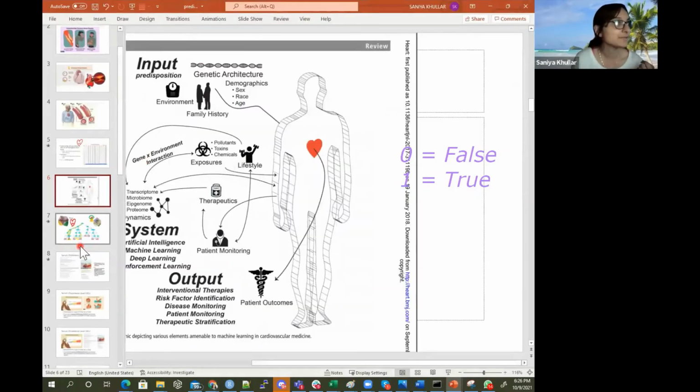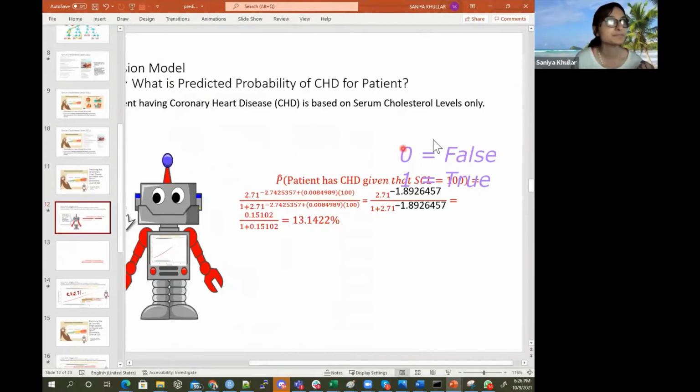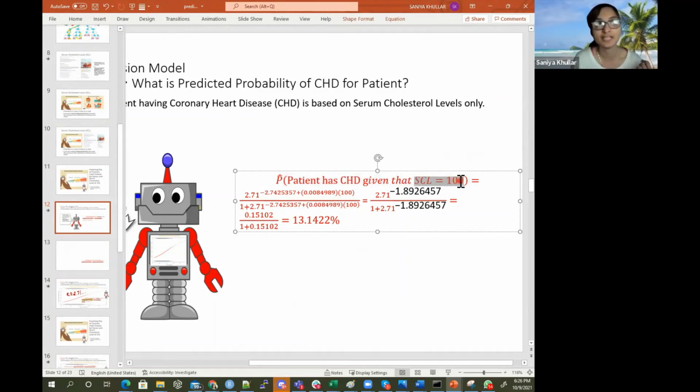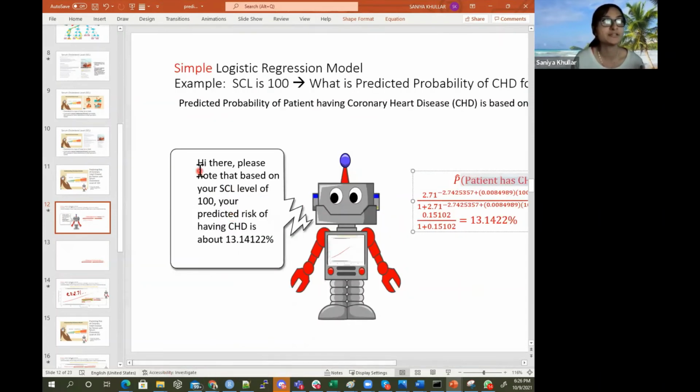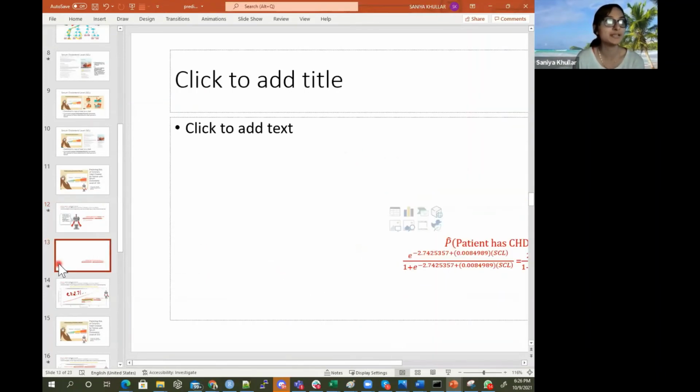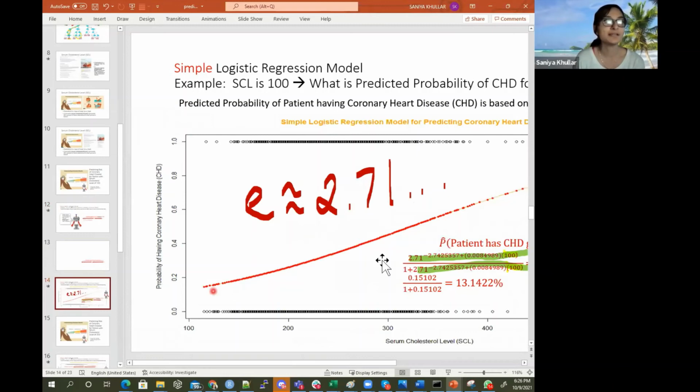Like some little robot is going to come back and say, hey, Rex, based on all these results, like for instance, if it's SCL, serum cholesterol level, this is also total cholesterol, you have a 13.1422% chance. Based on your SCL level, your predicted risk of having coronary heart disease within 10 years is 13.14%. That's what this robot will tell you. This robot is essentially learning this model and just plugging in numbers for you, like a calculator.